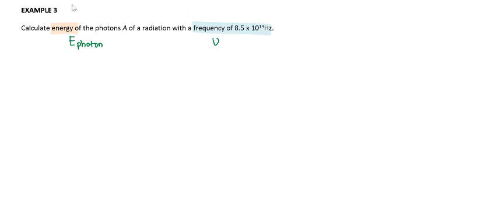So for this type of question, perkaitan antara energy and frequency, you can use this formula. Energy of the photon is equals to h nu, where h is the Planck constant, which is 6.6256 times 10 to the power of minus 34 joules seconds. So tak payah risau, dia punya constant value ni akan diberi dalam soalan. So since kita nak cari energy, kita dah ada frequency, kita dah ada h, just substitute the value into the formula.